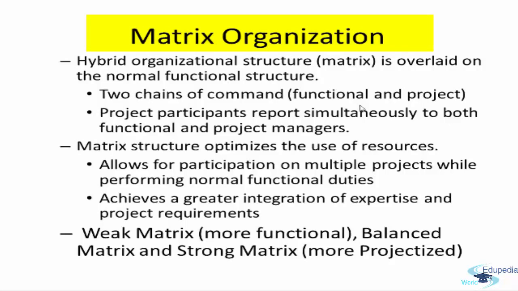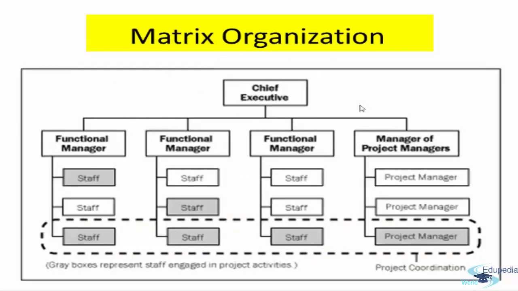It achieves a greater integration of expertise and project requirements. Another thing is you need to plan for the time and availability of the people from the functional unit so that you plan accordingly and execute the project. So within the functional, you have the three types of organization: weak matrix, where it is more functional and less projectized; balanced matrix, where it is 50% functional and 50% projectized; strong matrix, you tend to be more projectized than functional. So this is the organization structure for a matrix organization.